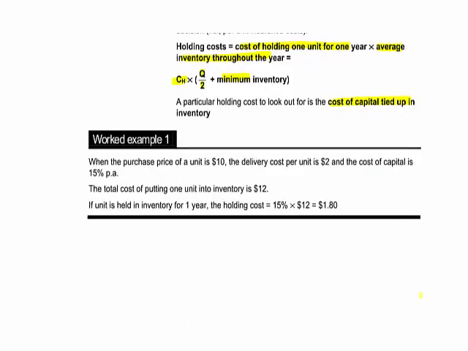Worked example 1 just illustrates the holding costs for 1 unit for 1 year. So we've got a purchase price of $10 and delivery costs of $2 per unit, and the firm's cost of capital is set at 15% per annum. So the cost of getting 1 unit into inventory in the first place is $12, and if we multiply that $12 by the cost of capital, that gives us $1.80. So what we're saying is the cost of keeping 1 unit in stock for 1 year through financing and cost of capital is $1.80.